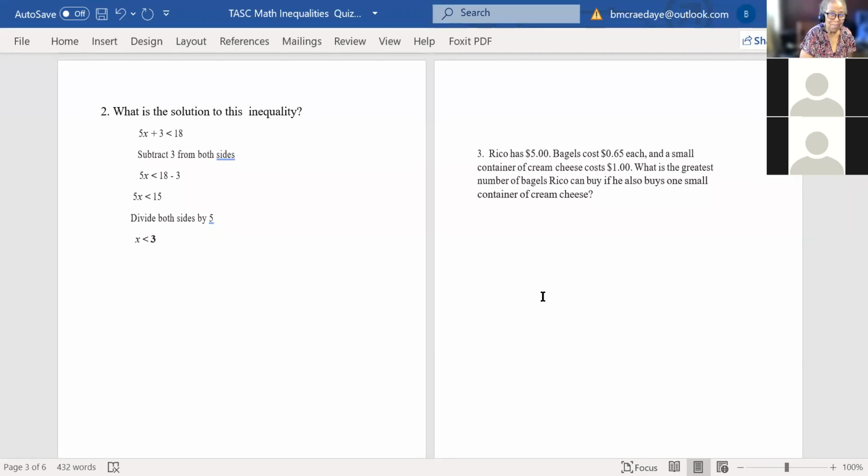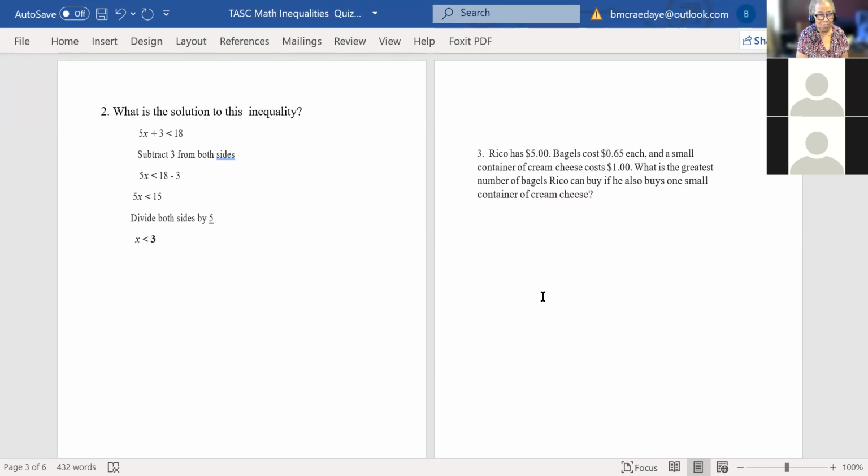Rico has $5. A bagel costs $0.65 each. A small container of cream cheese costs $1. What is the greatest number of bagels Rico can buy if he also buys one small container of cream cheese?